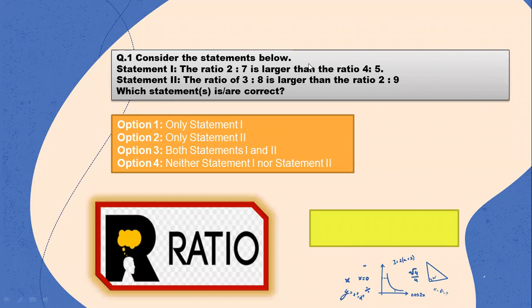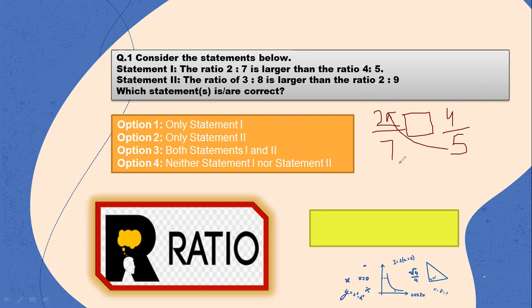Let us see statement 1, the ratio 2 by 7 is larger than 4 by 5. So in this, actually we are comparing the ratios. Now when you compare the ratios, you can go with any method. You can make equivalent denominators, or you can cross multiply. So I'm doing cross multiplication.